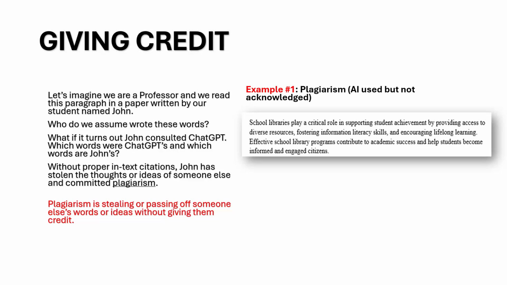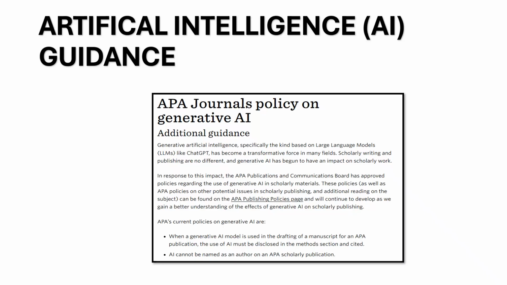Without proper in-text citations, John has stolen the thoughts or ideas of someone else, thereby committing plagiarism. Plagiarism is stealing or passing off someone else's words or ideas without giving them credit. Due to the proliferation and the use of AI, the American Psychological Association has developed policies related to the use of AI in scholarship or research.